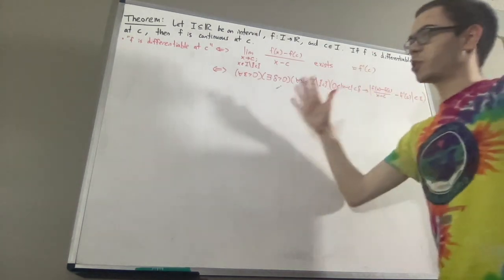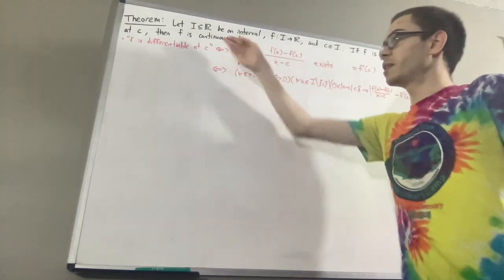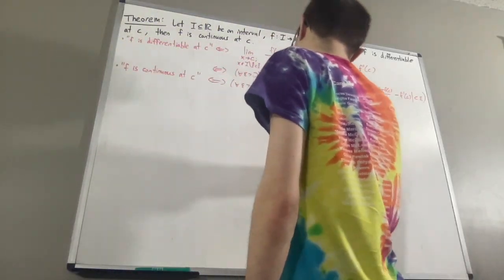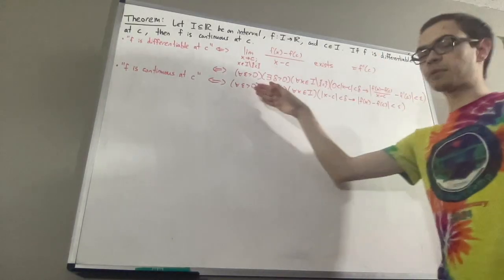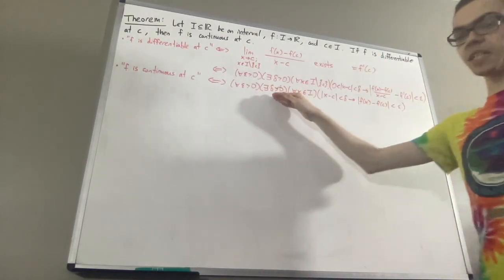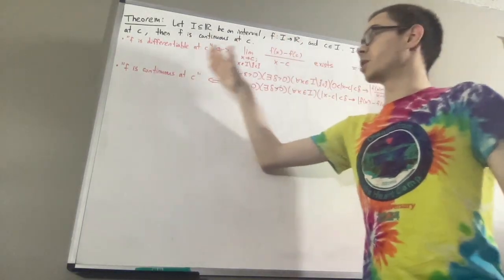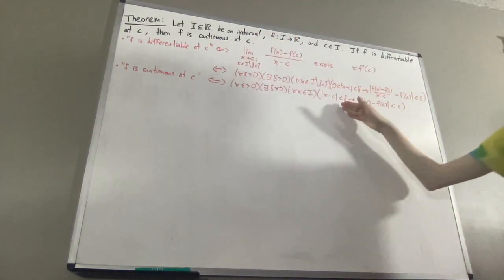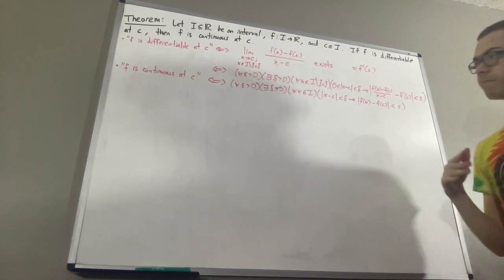So then now let's remind ourselves what it means for f to be continuous at c. By definition of continuity, this means the following. It means for every epsilon greater than 0, there exists a delta greater than 0, such that for all x in the domain of our function f, so for all x in I, if the absolute value of x minus c is less than delta, then the absolute value of f(x) minus f(c) is less than epsilon.